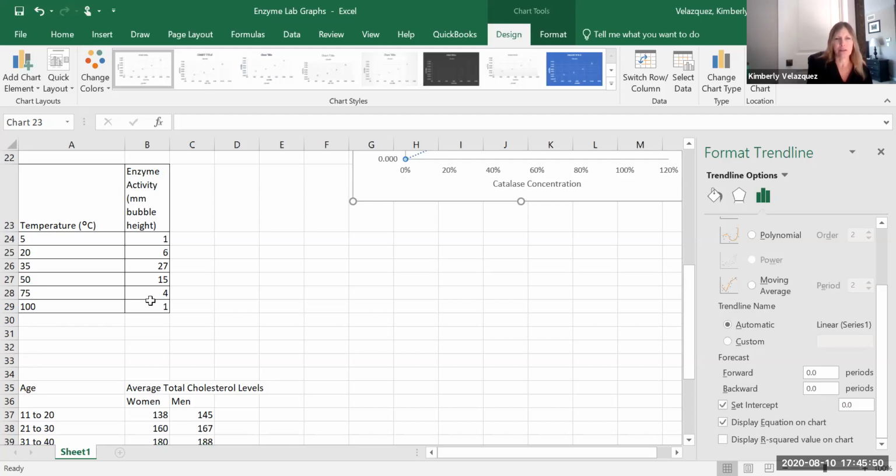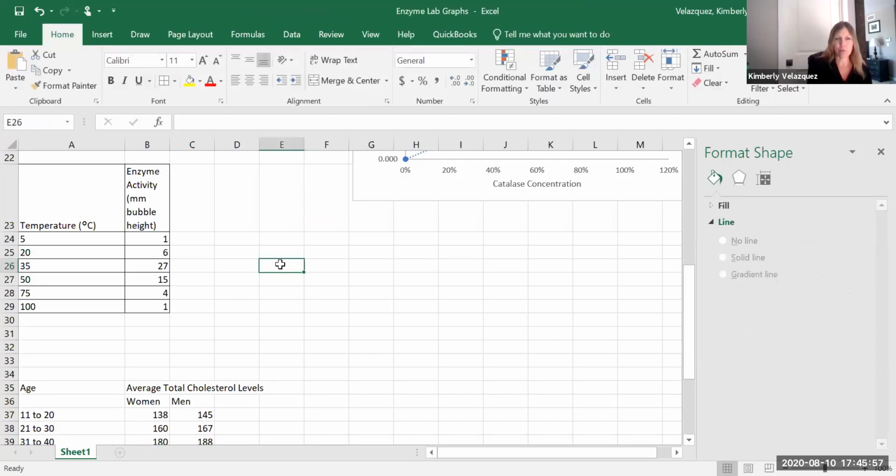You can see that the numbers kind of seem all over the place, but let's see if there is a trend here. So we're going to choose a scatter plot again, because we're not looking at change over time. We're looking at the relationship between two variables, temperature and enzyme activity. That is best shown by a scatter plot.